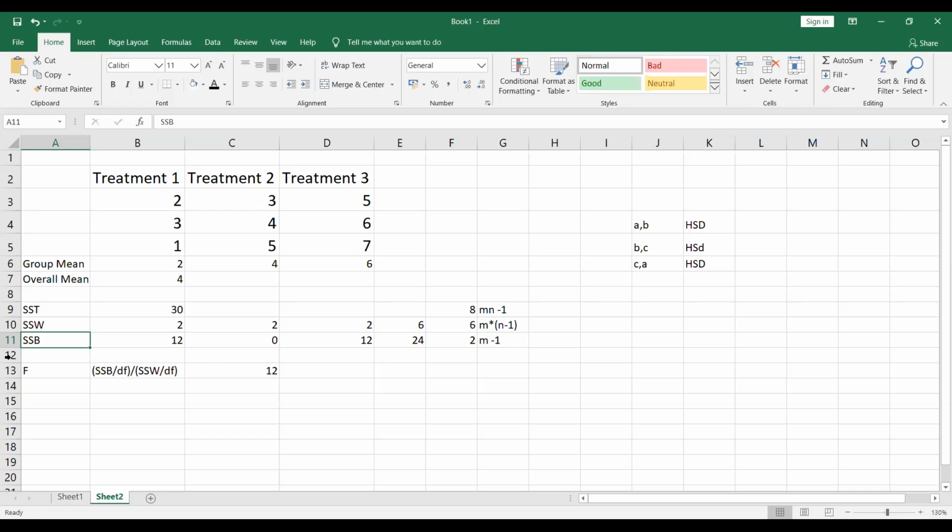Okay, last one I have not explained. For SSB, the degree of freedom is 2. Why is it 2? Because if you know the overall mean, you just need to know the two group means, and the other one you can find out, right? All right. So now what we are going to do is find the variance.